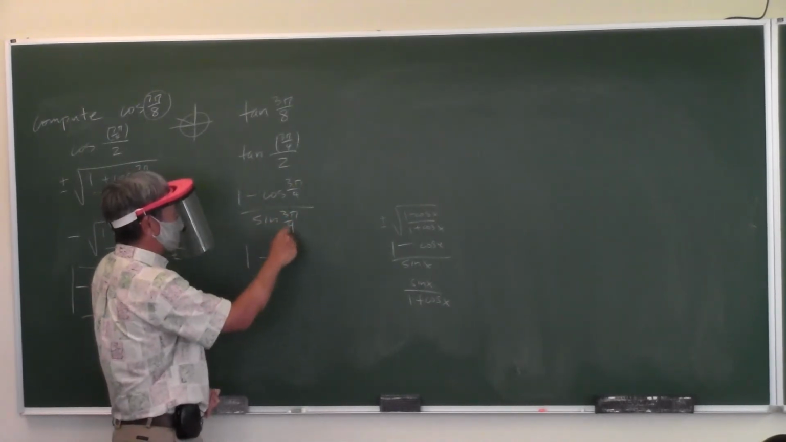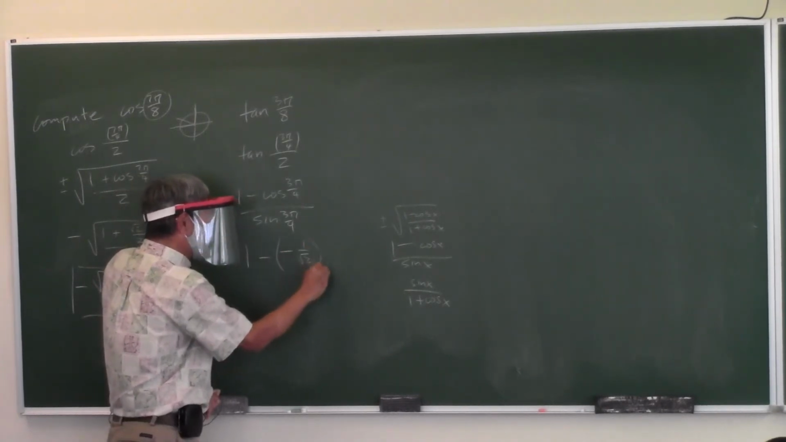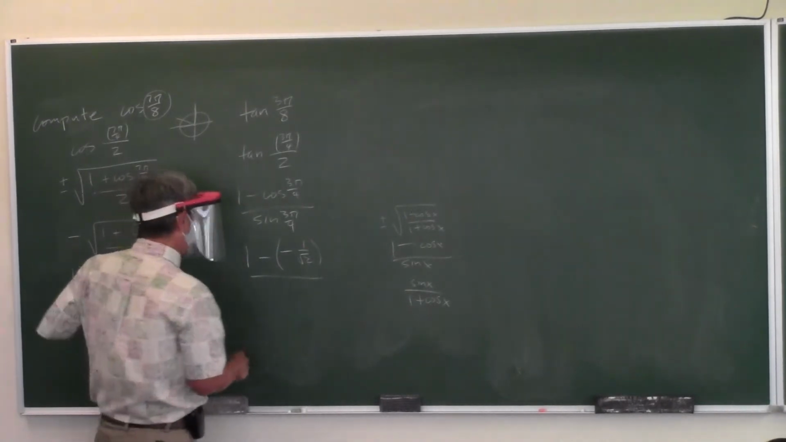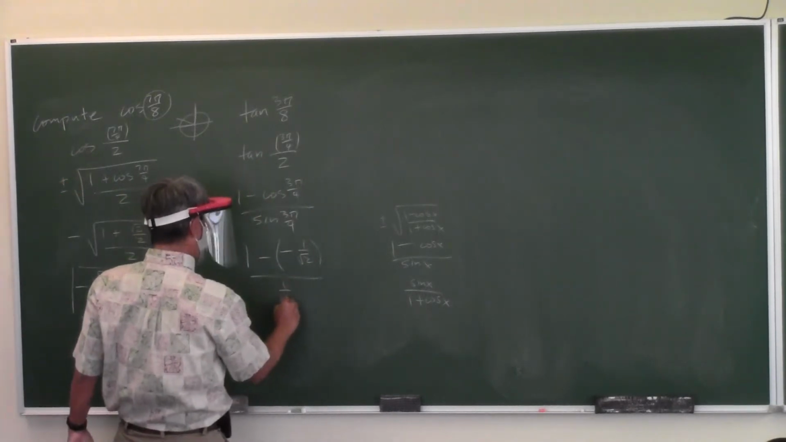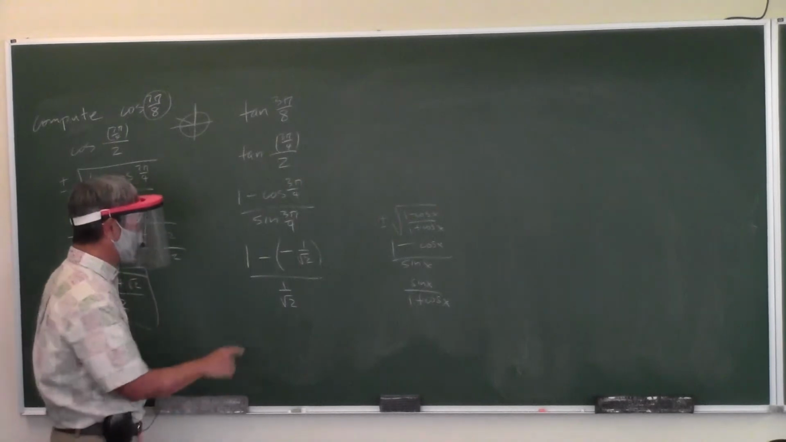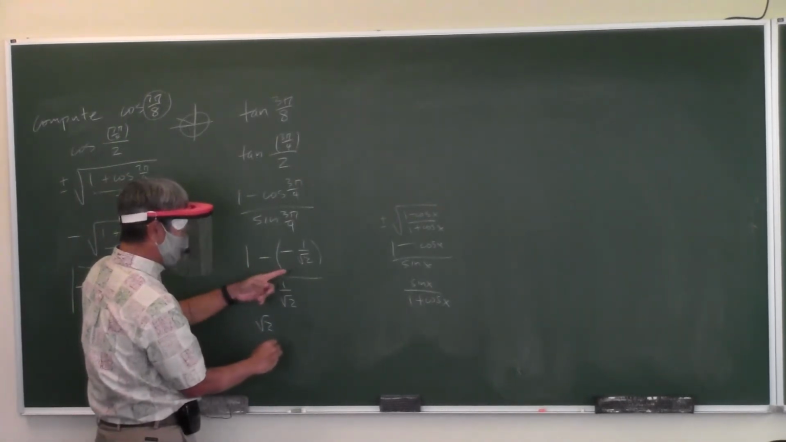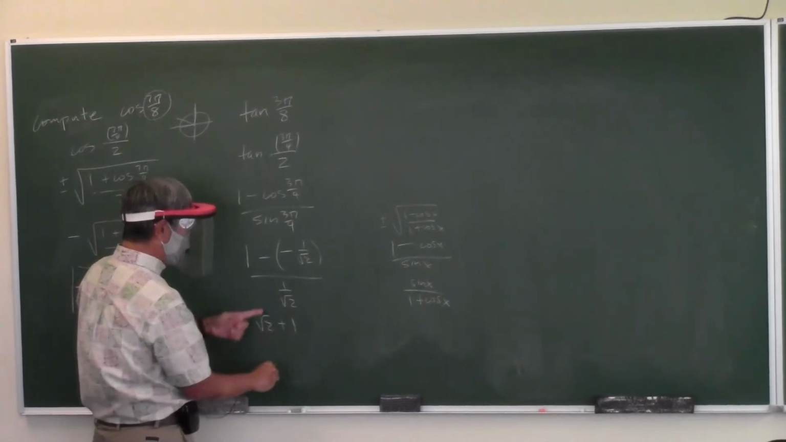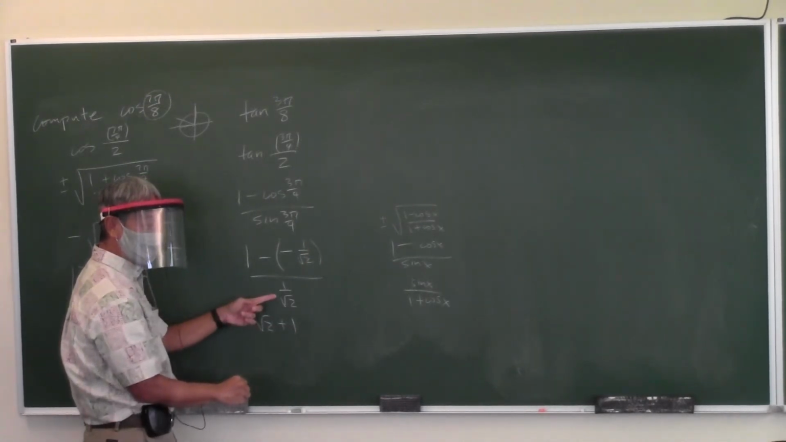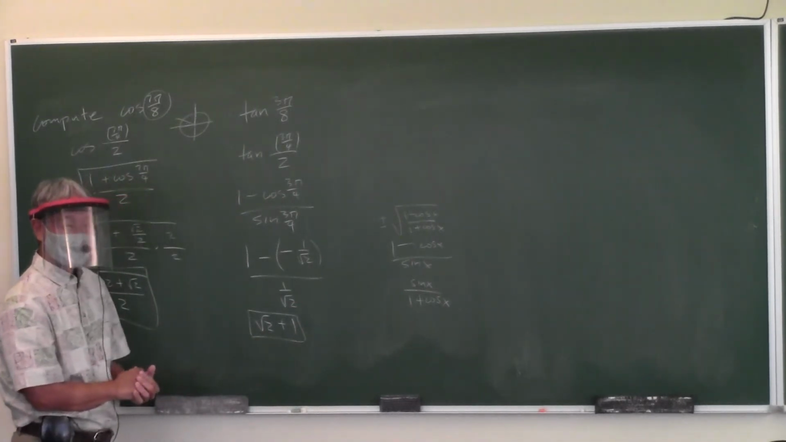This one is 1 over root 2. So what is cosine of 3 pi over 4? Negative 1 over root 2. Sine of 3 pi over 4? 1 over root 2. Now multiply top and bottom by root 2 and you get root 2. Multiply this by root 2, plus 1. Multiply that by root 2, over 1. There's your answer. It's a pretty nice answer.